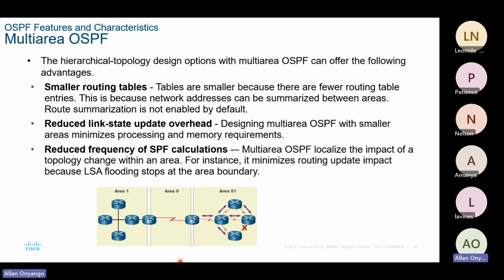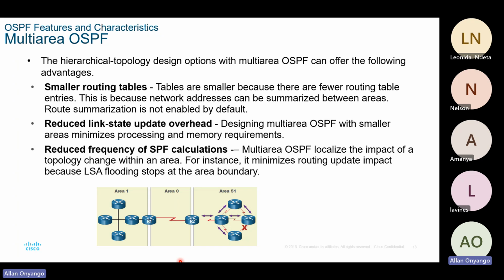Now, wherever there's a change in the topology, maybe one router goes down, that information doesn't need to go to all the routers in all the areas. No, that information is only exchanged within the routers that are in the same area. Okay. And wherever one router goes down, there must be some new calculation. There must be a new SPF calculation.